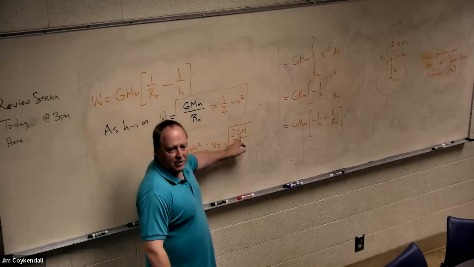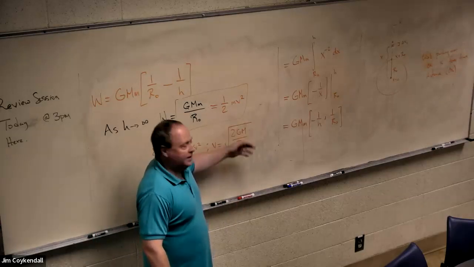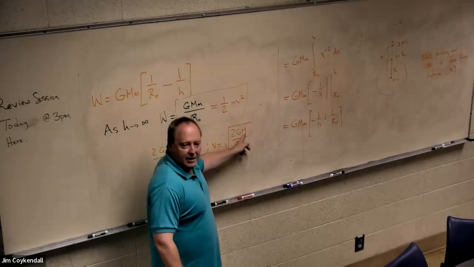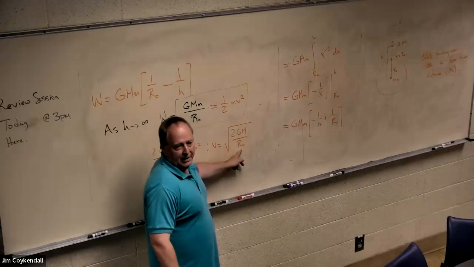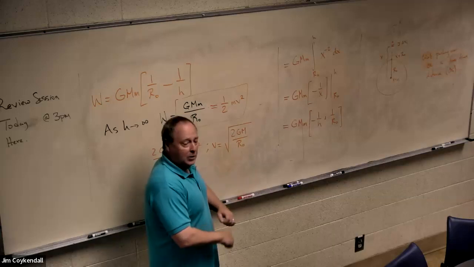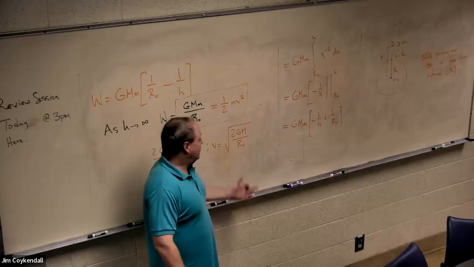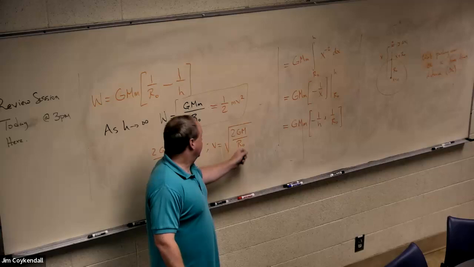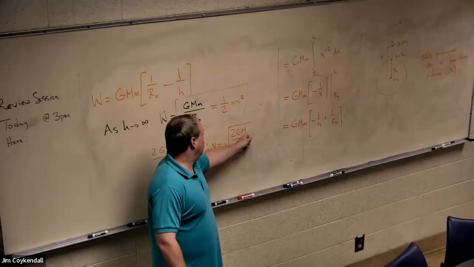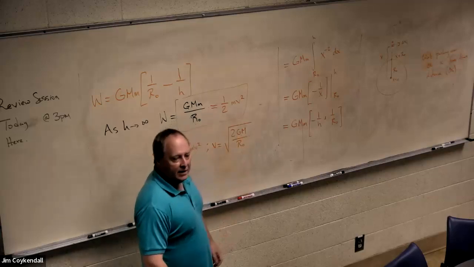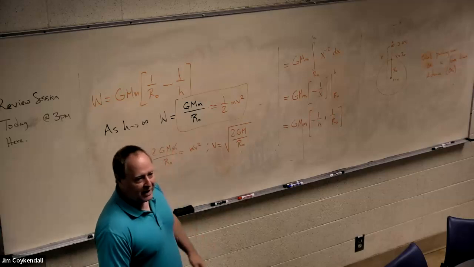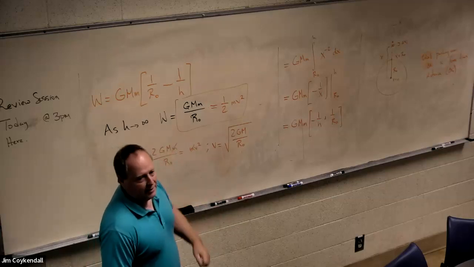Capital G is the gravitational constant of the universe. You can look that up in any physics table. M is the mass of the planet you're on. R0 is the radius of the planet or star. So just take these numbers, plug them in, and you can find the escape velocity from Earth. It's the square root of 2GM over R0. That's how fast I can throw a baseball for it to never come back.